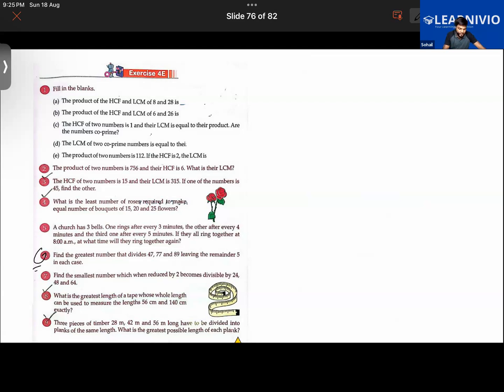The numbers provided are 47, 77, and 89. We know that the highest common factor of these numbers would divide them and leave the remainder 0. That is the concept we study in HCF. It will be the highest number that divides them leaving the remainder 0. But in this case, you have to find the greatest number that will divide all of these numbers but leave the remainder 5 in each case.